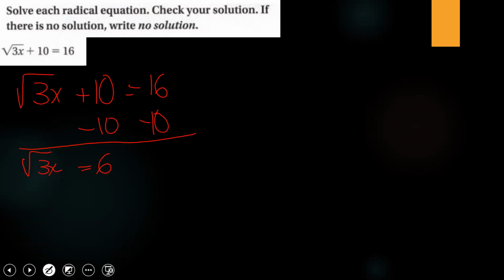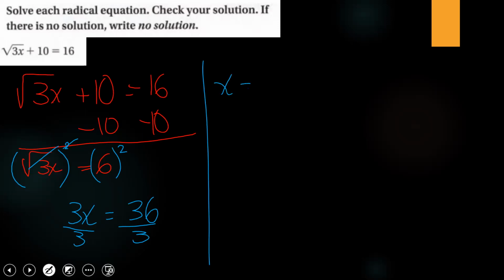Teacher, can I cancel the square root? I will square them. Square them. So I have 3x equals 6 squared, 36. Divide by 3, divide by 3, we get x equals 12.